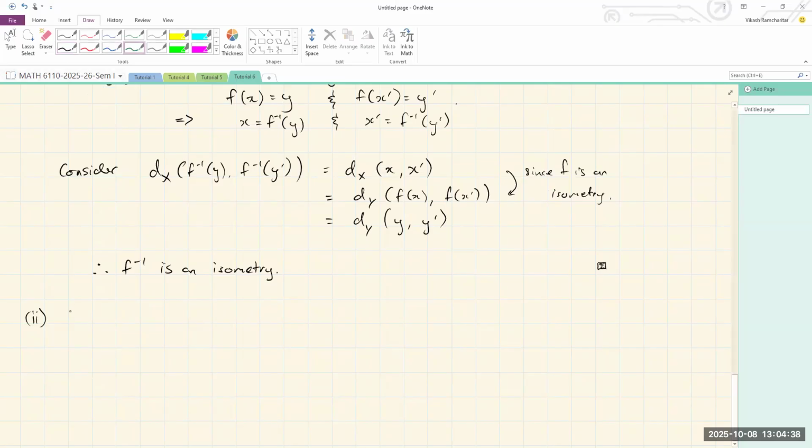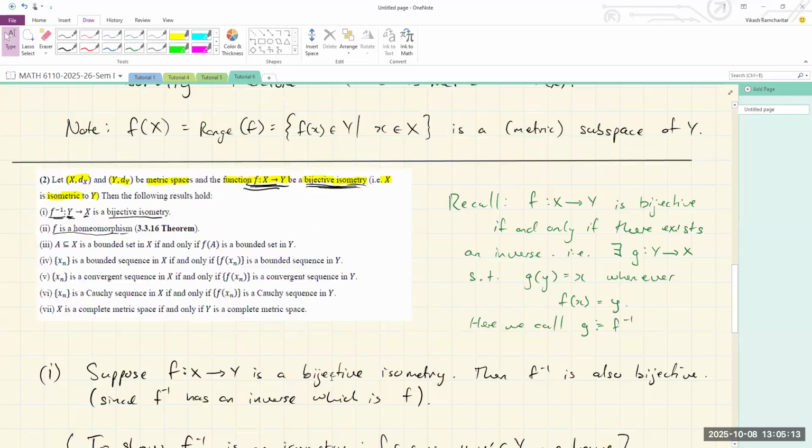Let's recall again what a homeomorphism is. F between two topological spaces or metric spaces is a homeomorphism if you have a few things. F is bijective. The second thing is F is continuous. And so notice this distinction.